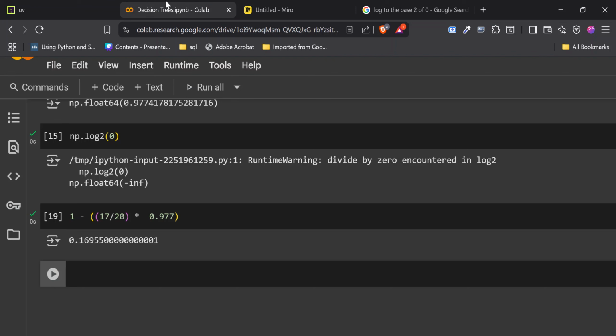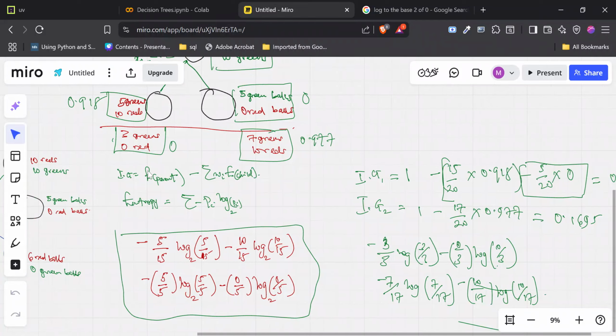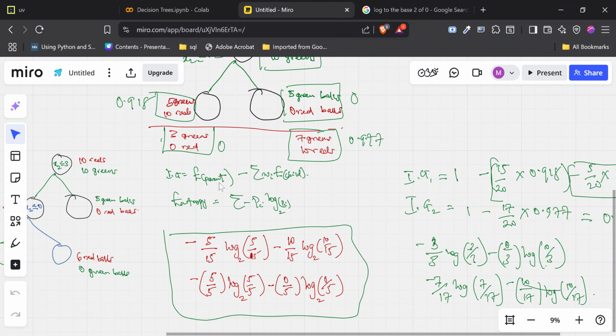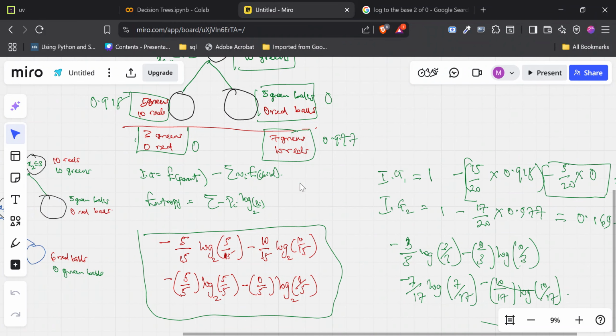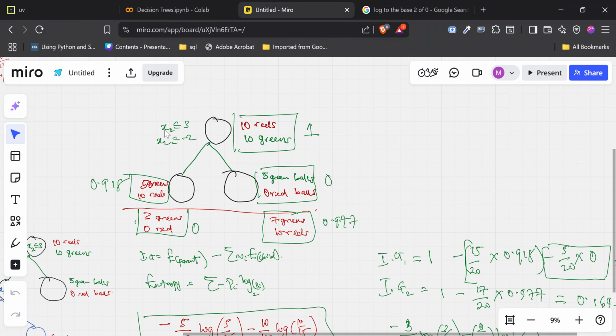0.1695 basically. Now, what is the goal? If you remember, I said the goal is to choose the split that maximizes information gain. So what split is that? 0.3115 is greater than 0.1695. So we go with IG1, that is the split one, that is this particular x2 less than or equals to 3 is going to be the split that the model is going to go with.